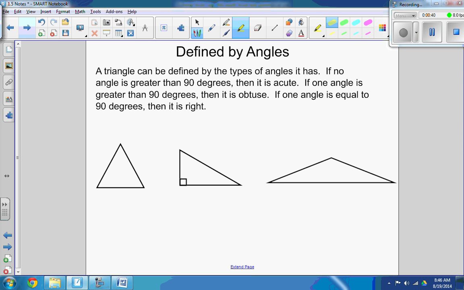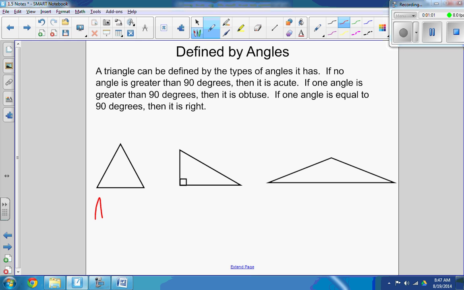A triangle can be defined by its angles. So a triangle is defined by the types of angles it has. If no angle is greater than 90 degrees, then it's acute. If one angle is greater than 90 degrees, then it's obtuse. If one angle is equal to 90 degrees, then it's a right.